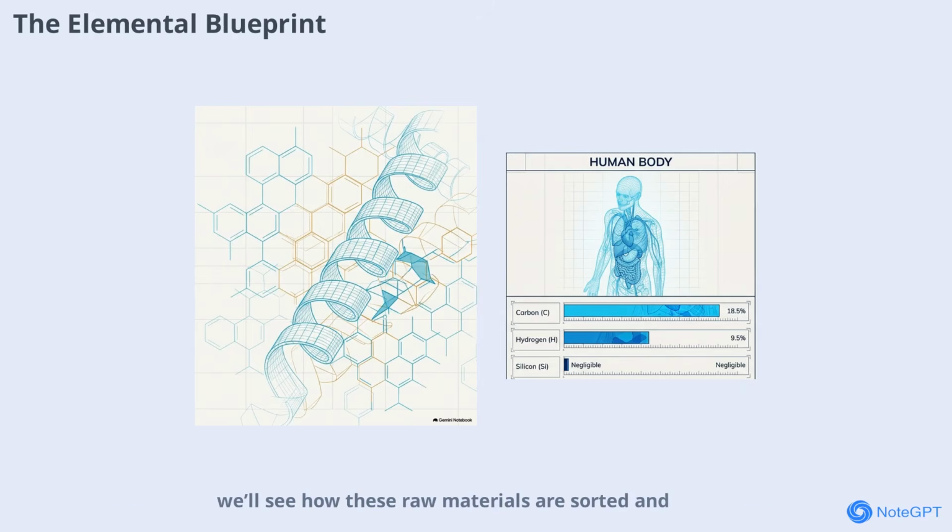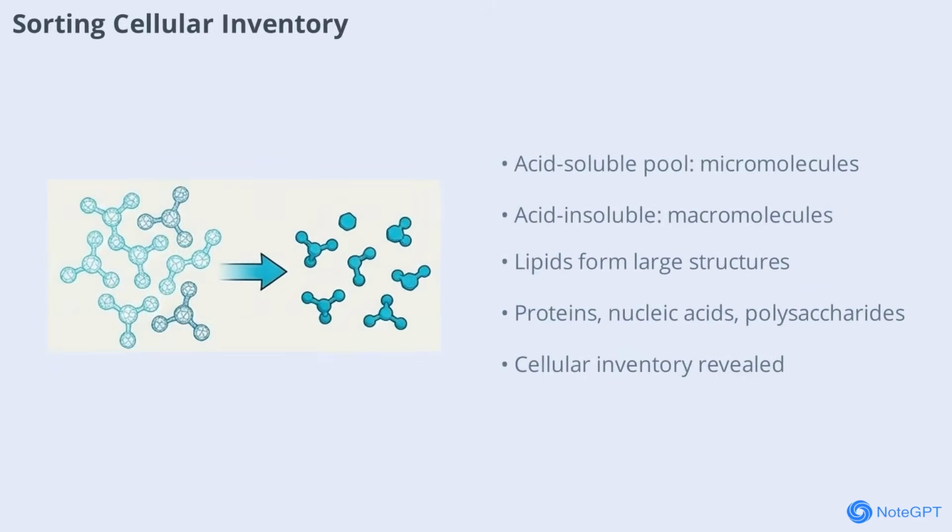As we move forward, we'll see how these raw materials are sorted and assembled into the diverse molecules that power every cell. Inside every cell, there's a remarkable sorting process. When scientists grind up tissue and treat it with acid, the cell's contents separate into two main fractions: the acid-soluble pool and the acid-insoluble fraction.